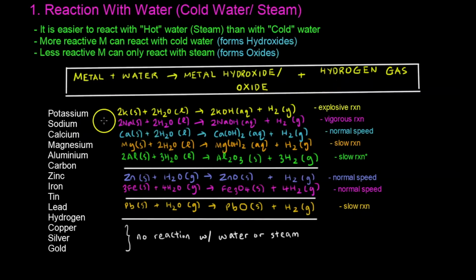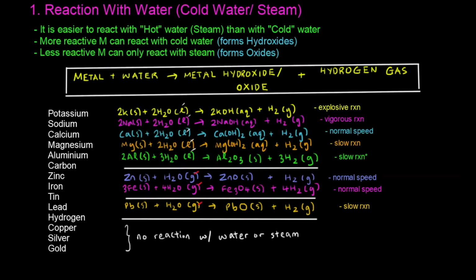In the case of potassium, you can see that it's 2 units of it with 2 units of water, giving us KOH, which is potassium hydroxide, and hydrogen gas. It's an explosive reaction, which means when you drop the metal in the water, it just explodes immediately. Whereas for sodium, how do we distinguish cold water and steam? Just look at the state symbol. You can see that all these are liquid. When it starts from zinc, it starts to become gas, and gas is steam, whereas liquid is cold water.